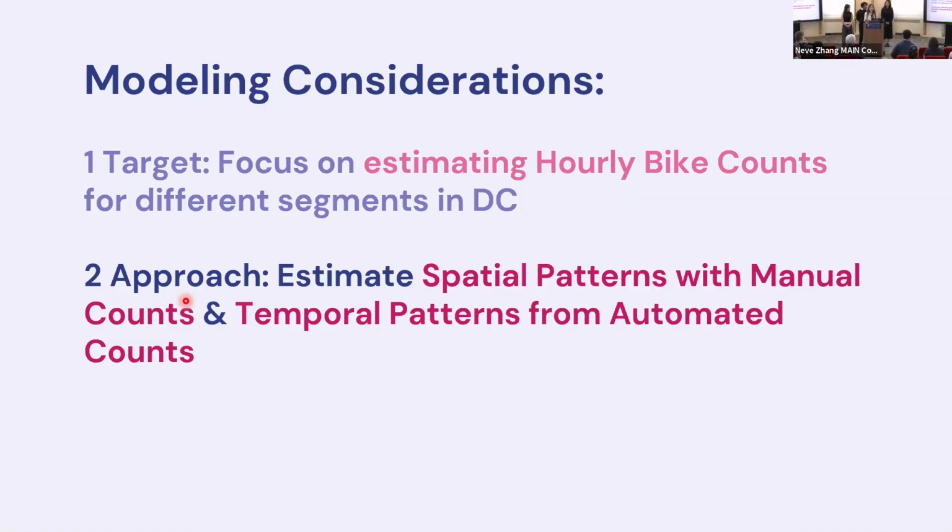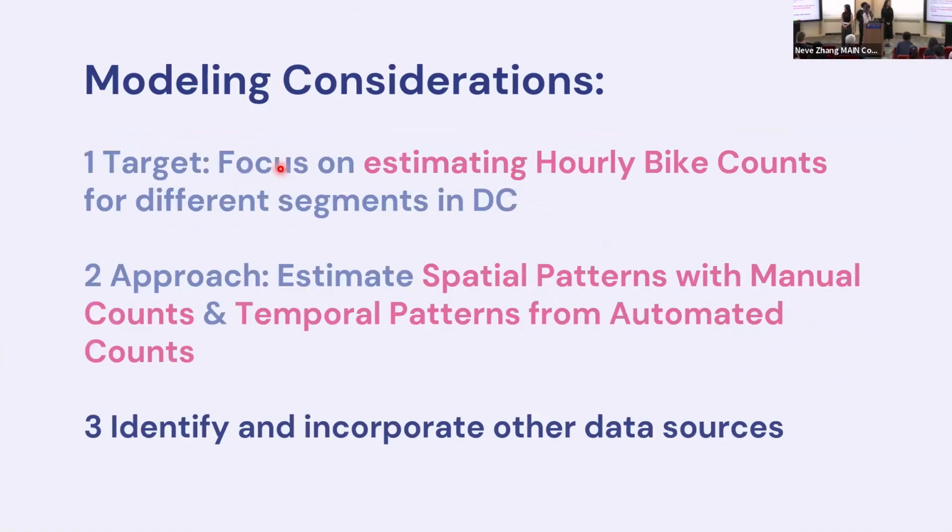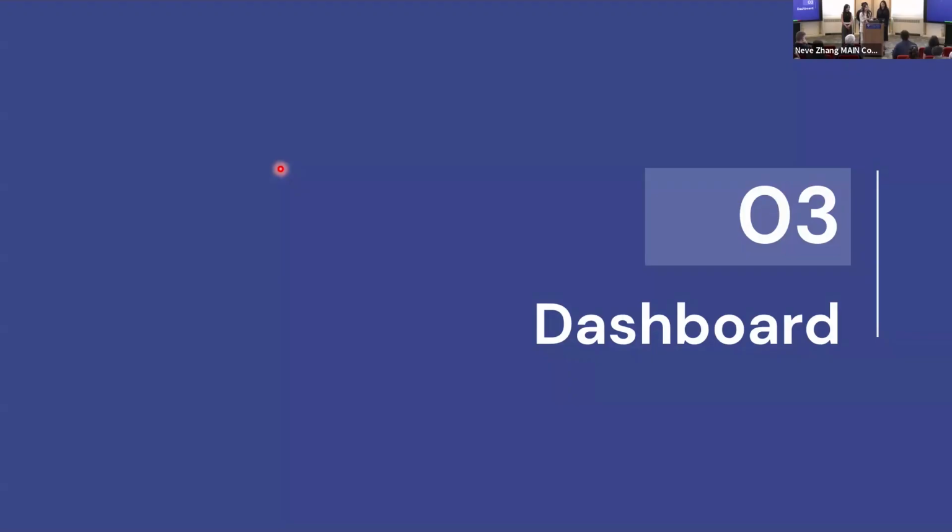So how does the temporal model work under this kind of lack of temporal coverage? Our team discovered that there's a twin peak trend typically observed in work commuter patterns. So it is safe to assume that unknown locations follow the same trend. As we can see in all these charts over here, there are very similar patterns. Besides these two model considerations, we also identified and incorporated other data sources like land use data, CABI data, and demographic data to strengthen our model performance. So I'll hand off to Shuya to illustrate our beautiful dashboard with our detailed results of the models.